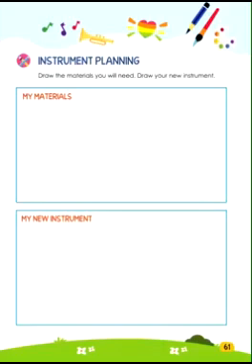Welcome, my dear students. Today we have lesson 9 in chapter 1, instrument planning. Draw the materials you will need, then draw your new instrument. Here, in the first rectangle, draw the materials you will use to make your instrument. In the second rectangle, draw your instrument.